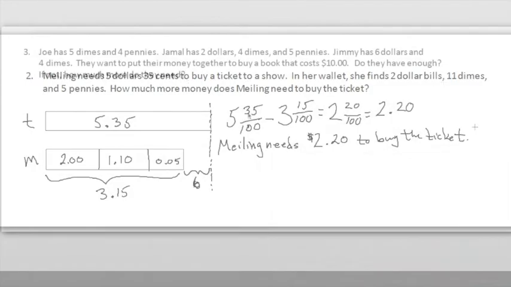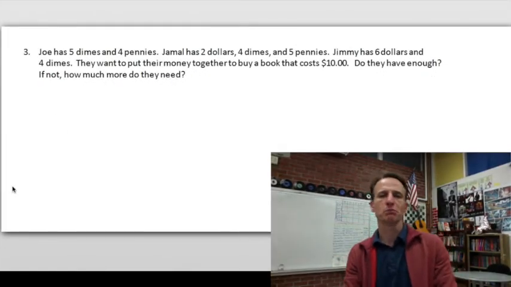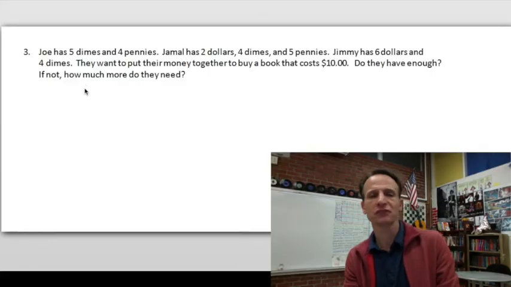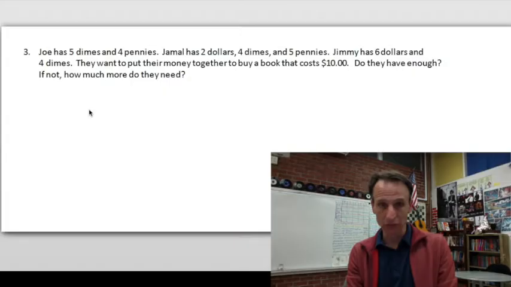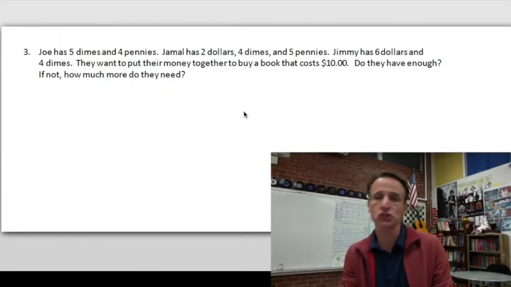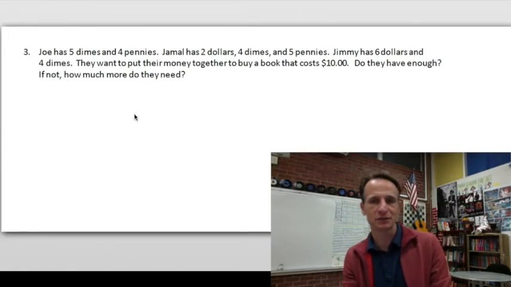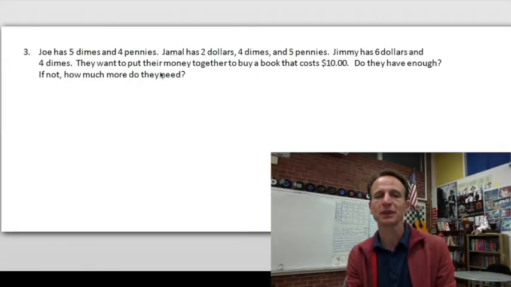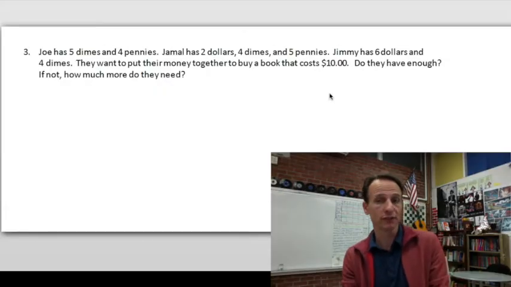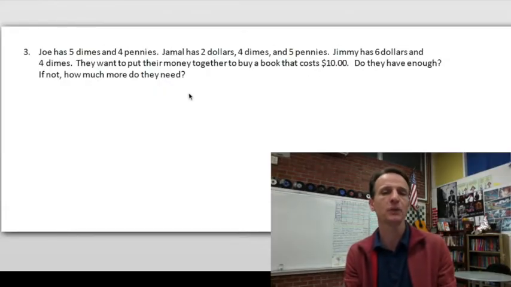Cruising along here. Well, we have more friends with more money. Joe, for example, and we have 3 J guys here, having a little fun. Joe has 5 dimes and 4 pennies. Nice job, Joe. Jamal has a bit more. He has $2, 4 dimes, and 5 pennies, whereas Jimmy is the little rich man, $6 and 4 dimes. They want to put their money together to buy a book that costs $10. So do they have enough? Does that add up to $10? And if not, how much more do they need?